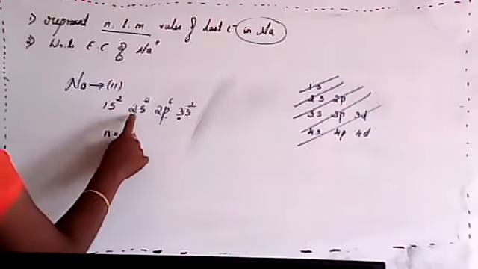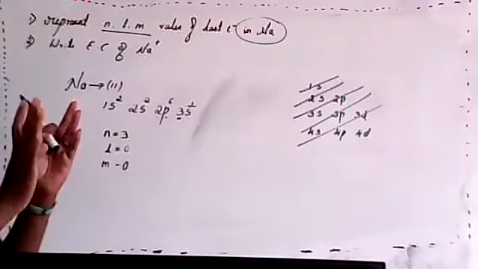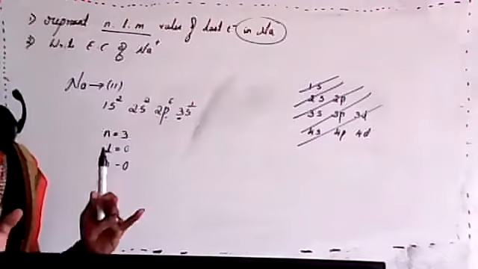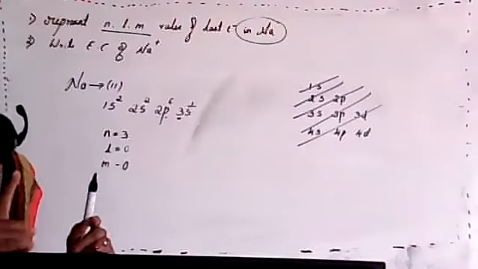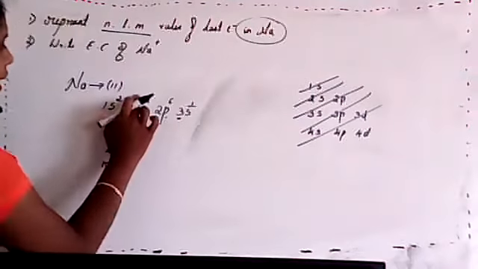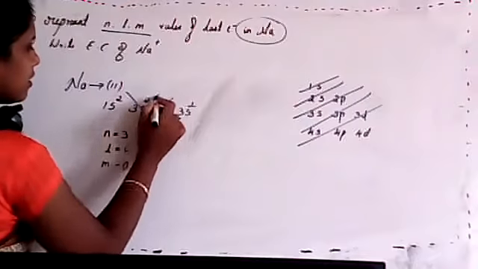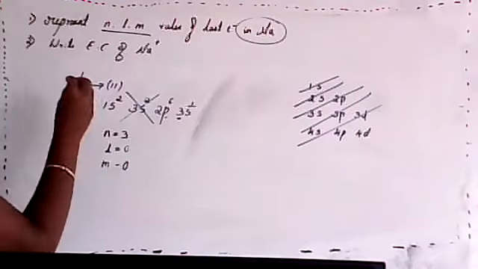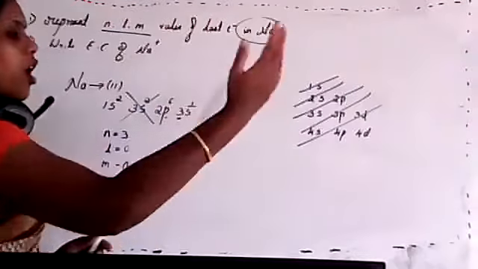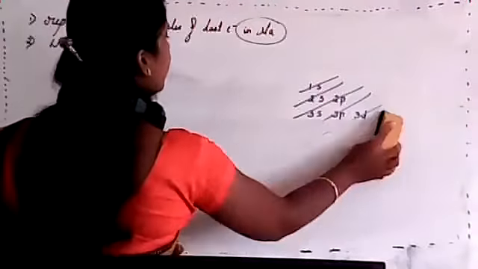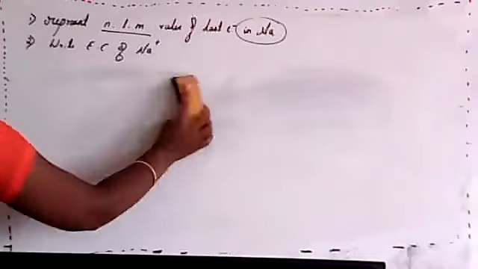Remember this, and while writing this one, you have to maintain the n number, that is nothing but your principal quantum number. Don't forget. If in case you write here just s, in that case it is wrong. First we have to fill in the order of increasing energy level. Is it clear?